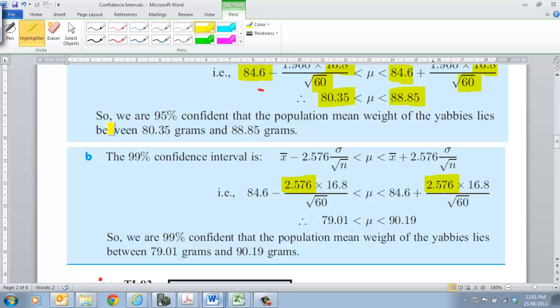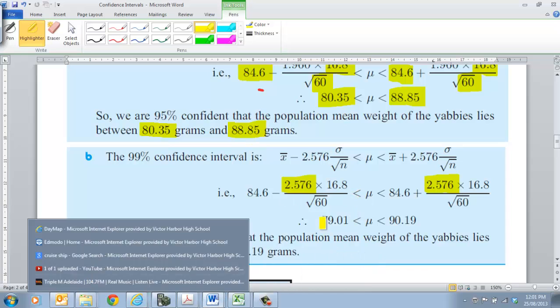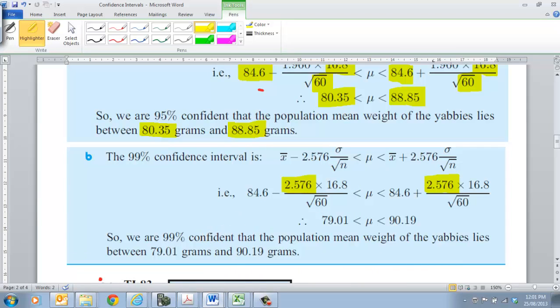So the way we actually represent this information, we could say we're 95% confident that the population mean weight of yabbies lies between 83.5 and 88.85. Over here, to be more confident, we have to say we're 99% confident that the mean weight lies between 79.1 and 90.19. Obviously, if you want to be more confident, that makes your range bigger.